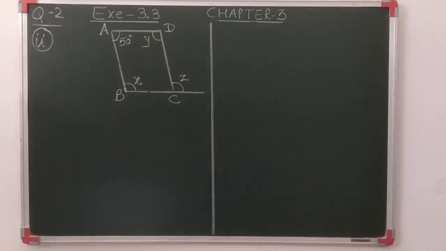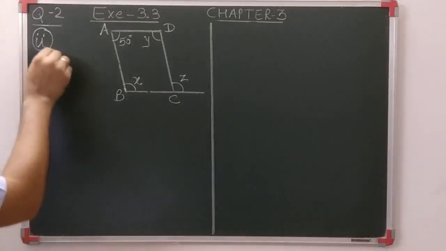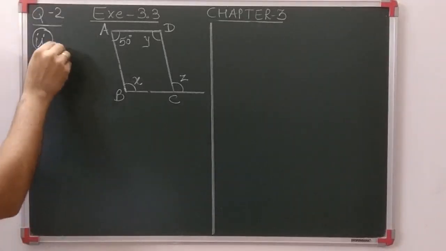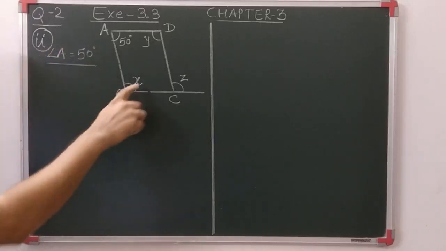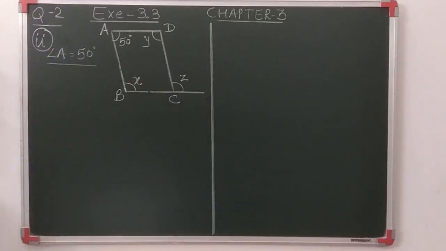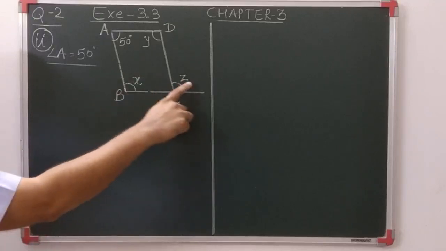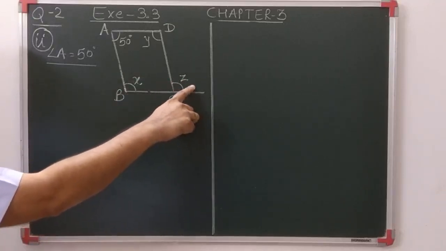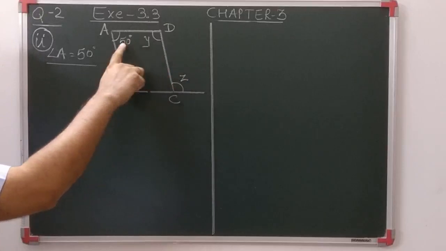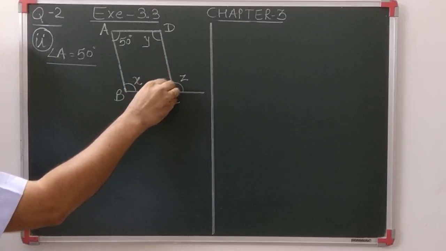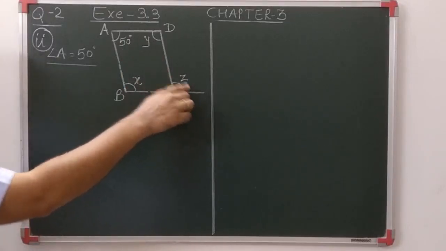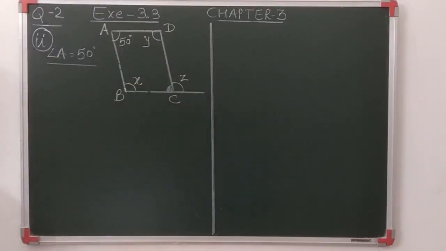Let's see the second one. Again ABCD is given a parallelogram. The value of angle A which we have is 50 degrees. And the rest of the angles, X, Y and Z, we have to find out. Now see, students, that is slightly different from the previous question. Here Z is the exterior angle, remember. So here we cannot say that A and C, that is 50, are equal. Yes, the interior angle is equal, but this Z is the exterior angle. Fine. So let's find out.